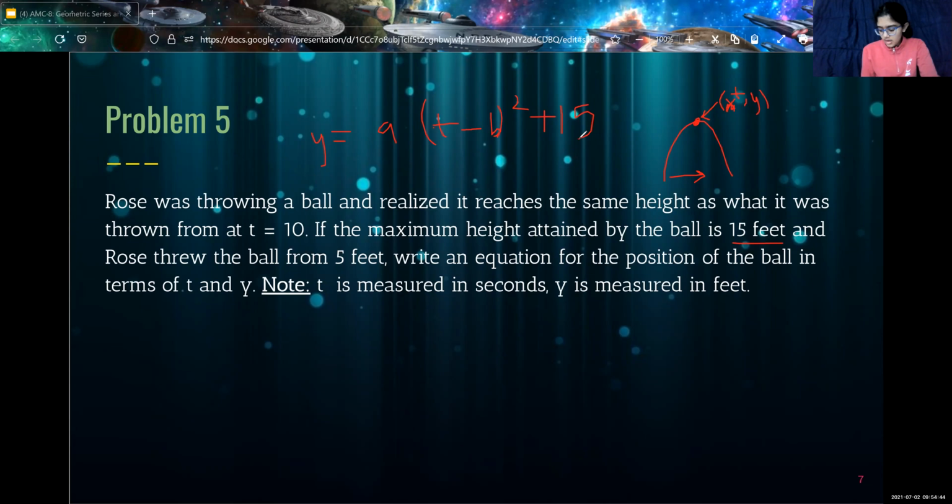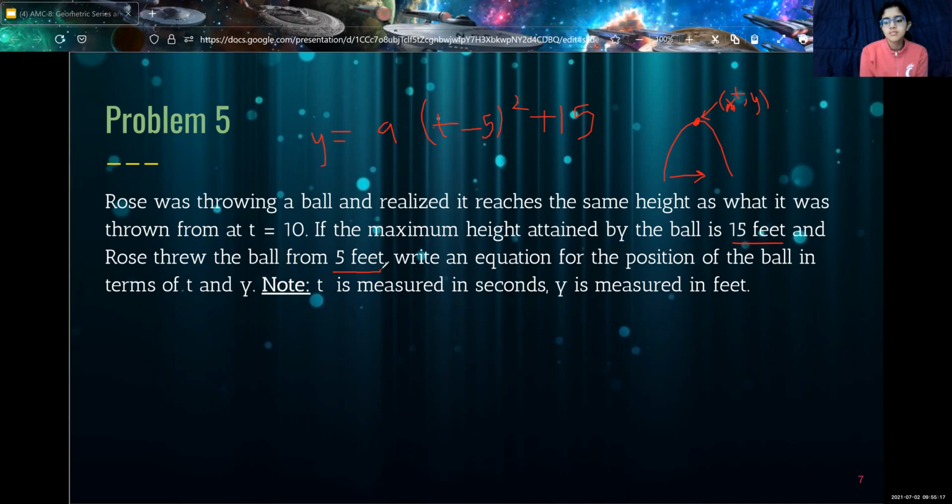Okay, good job. So it would be 5, right? So we get a multiplied by t minus 5 squared plus 15, right? And now all we have to solve for is a. So we know that the ball is thrown from 5 feet. So what can we write this as in a coordinate? So t comma y coordinate. What would that be?